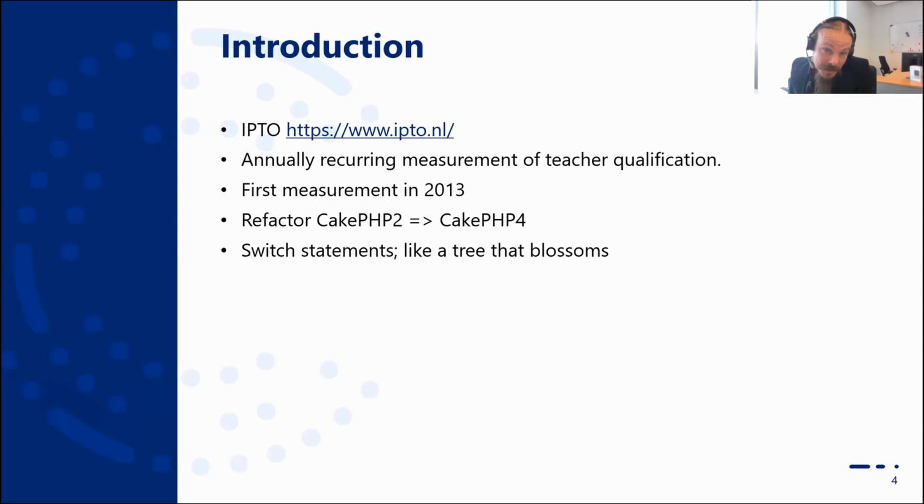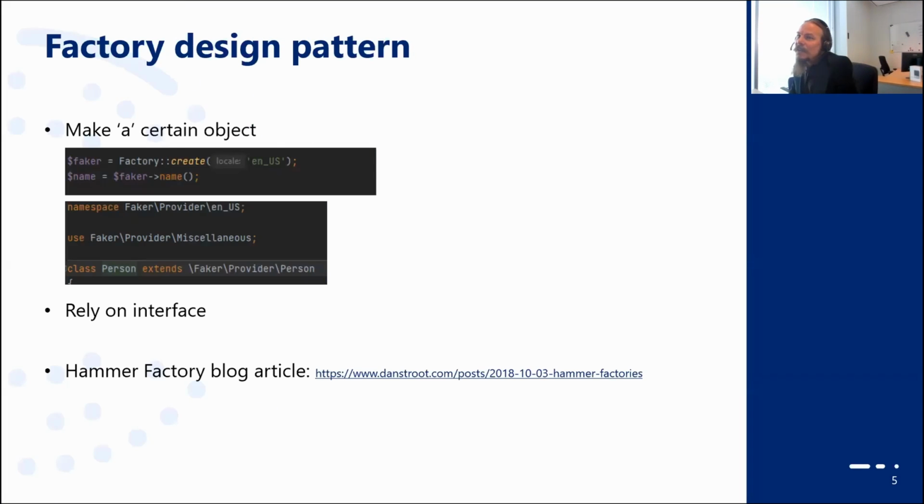So we started off in 2013, and last year I had the opportunity to overhaul Cake 2 to Cake 4, which was very nice. I saw beautiful switch statements that were really blossoming like trees. And well, what do you know? I mean, it's 2013. So yeah, that happens. So we have the design pattern, factory pattern as a solution partly for that.